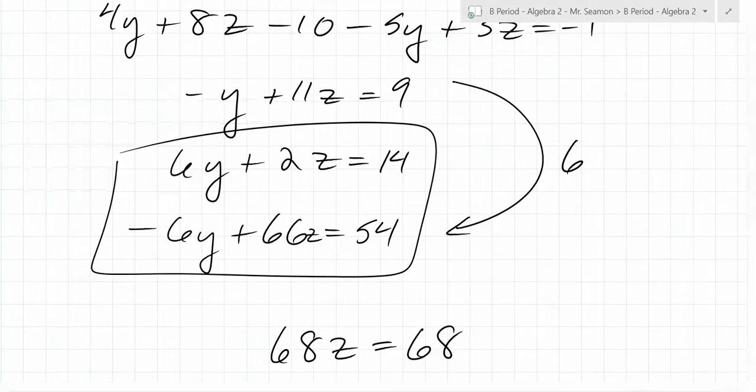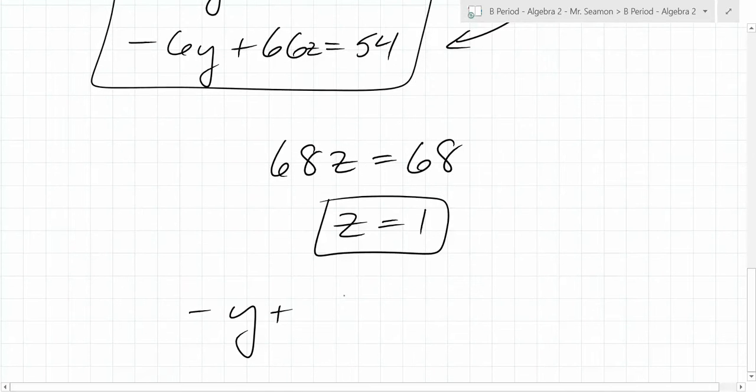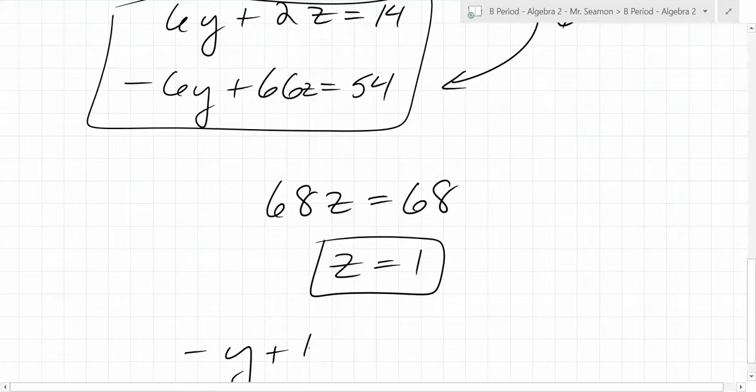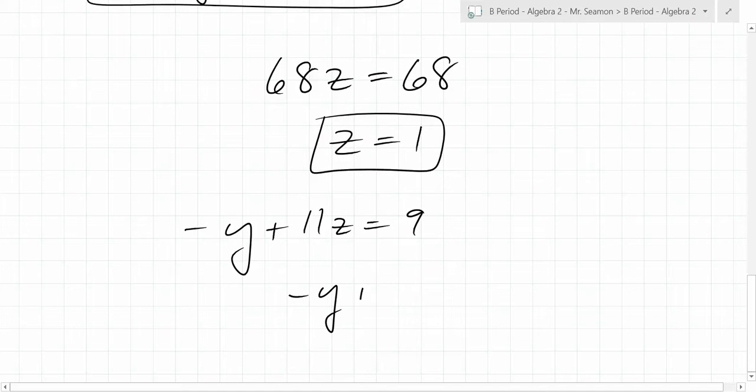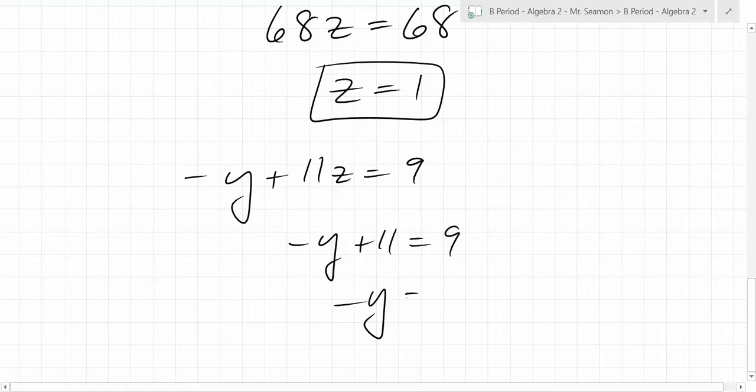Find y. I kind of like this one right here. Negative y plus 11z equals 9. Z equals 1, so negative y plus 11 equals 9. So what does y equal? Well, negative y equals negative 2, so y is equal to 2.